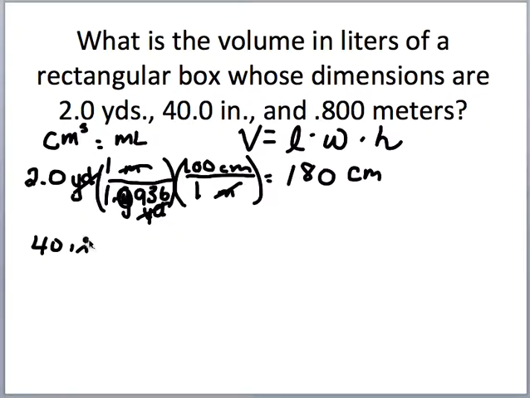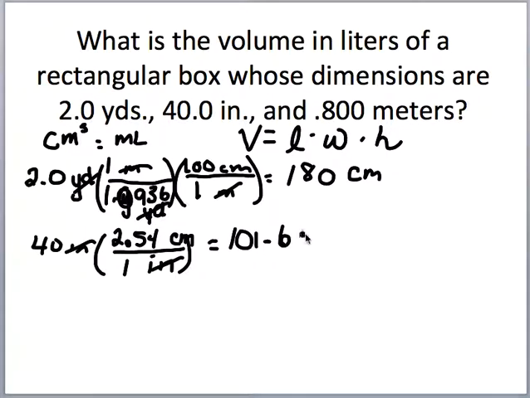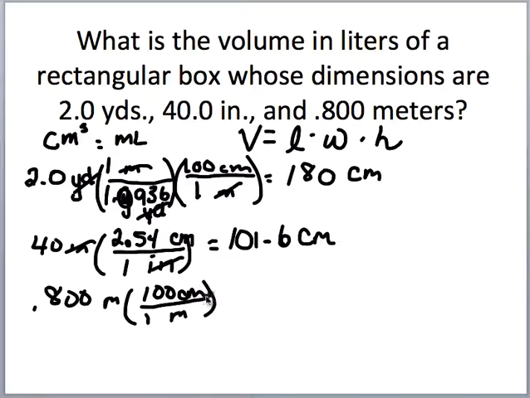My 40 inches are also not in metric yet. I want to convert those to centimeters. I look at the yellow reference sheet, and it tells me that 1 inch is 2.54 centimeters. My inches will cancel. When I calculate this, I get 101.6 centimeters. And then my last dimension is in meters, so that conversion I can just do by moving the decimal over 2 spots. Otherwise, I can set it up where 1 meter has 100 centimeters in it, or those two are equivalent. My meters will cancel, and I will get 80 centimeters.